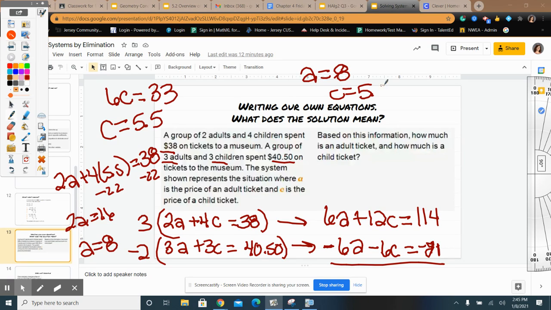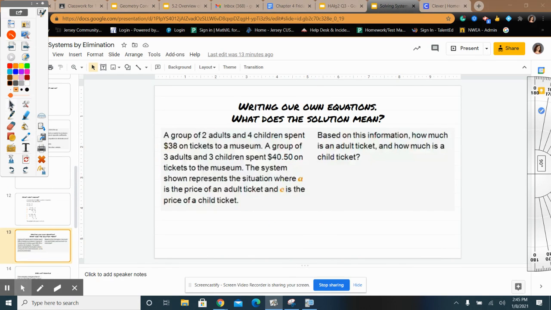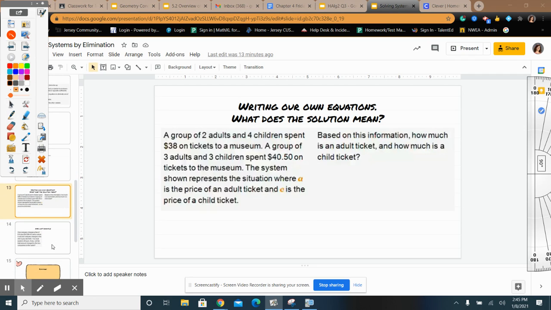Well, what does that mean? Go back. What was the A? A was the cost of the adult ticket, and C is the cost of the child's ticket. So knowing those two facts, we were able to figure out how much the tickets actually cost.